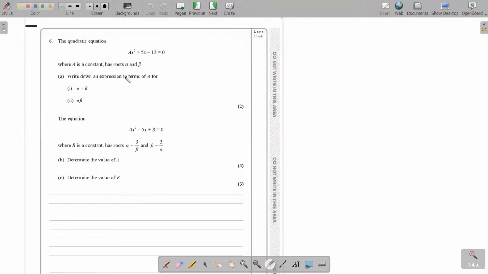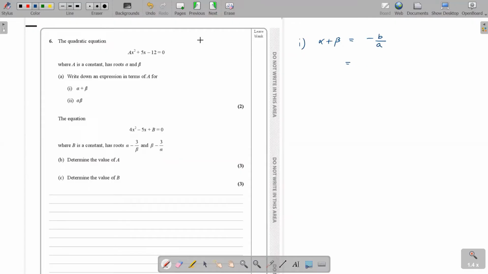Question number 6. The quadratic equation ax square plus 5x minus 12 equals 0, where A is a constant, has roots alpha and beta. Write down an expression in terms of capital A for alpha plus beta. I hope you are all familiar with this. What's alpha plus beta normally in a quadratic equation? Alpha plus beta is given as minus b over a.